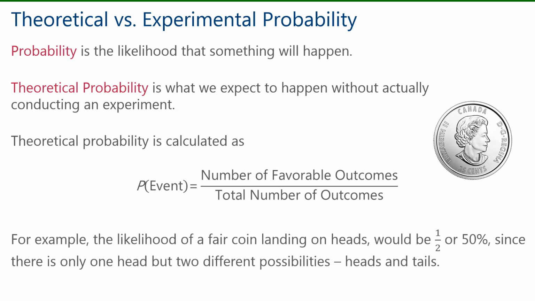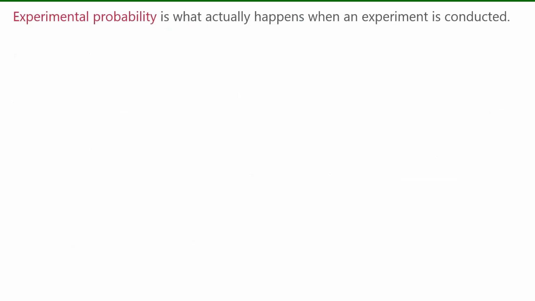For example, the likelihood of a fair coin landing on heads would be 1 out of 2, since there is only one head on a coin, but two different possibilities. We could get heads or tails. What this means is, whenever I toss a coin, I would expect to get heads 50% of the time and tails the other 50%. So if I was to toss a coin 4 times, I would expect 2 of those to be heads. What we expect to happen, however, is not what always happens.